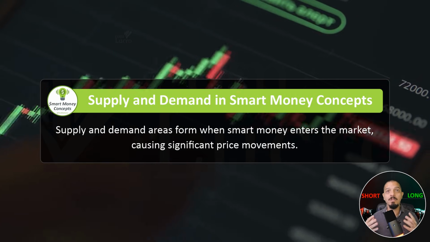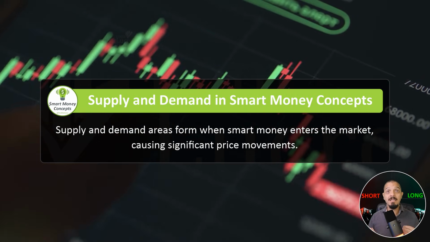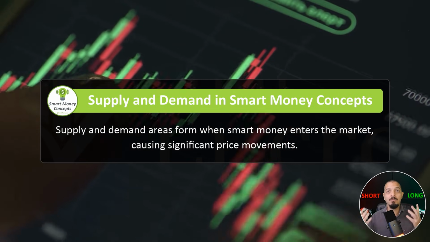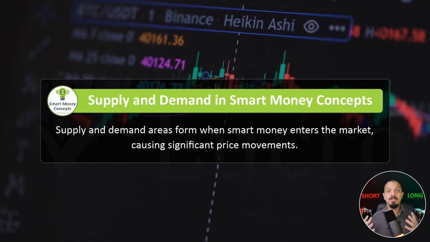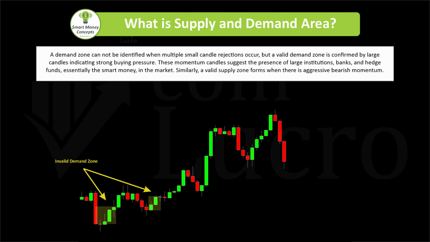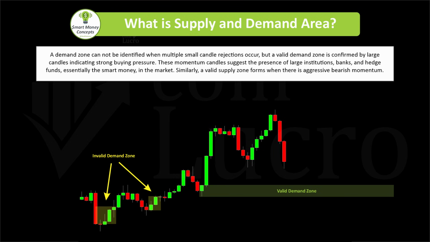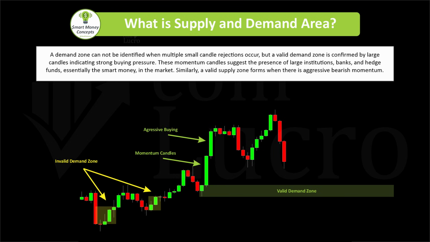Now let's explore supply and demand in smart money concepts. Supply and demand areas form when smart money enters the market, causing significant price movements. A demand zone cannot be identified when multiple small candle rejections occur, but a valid demand zone is confirmed by large candles indicating strong buying pressure.